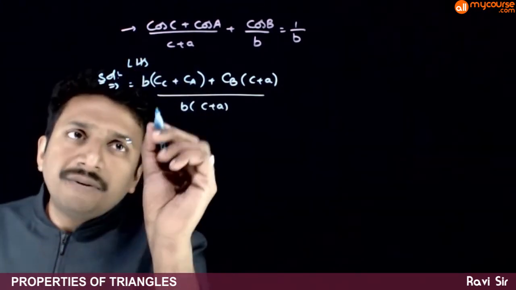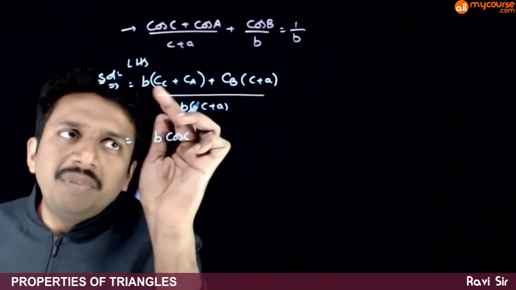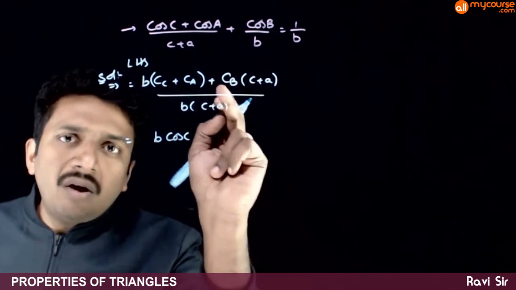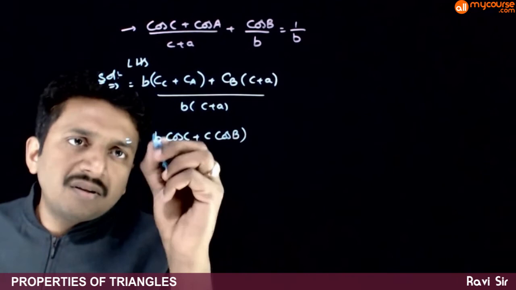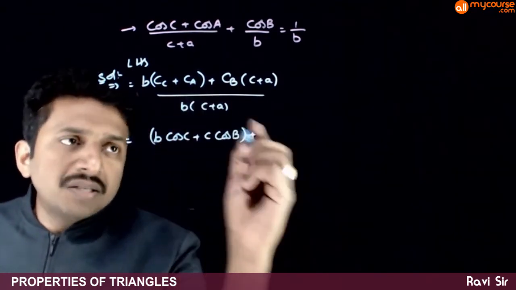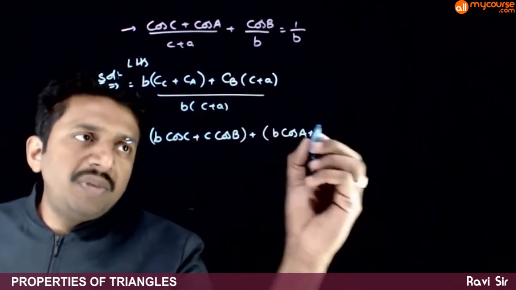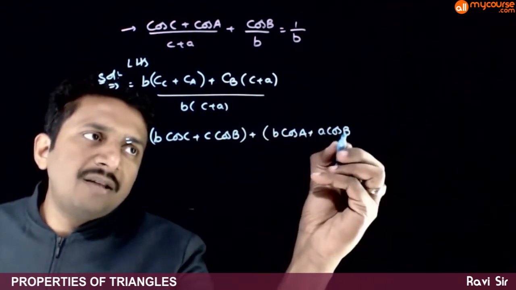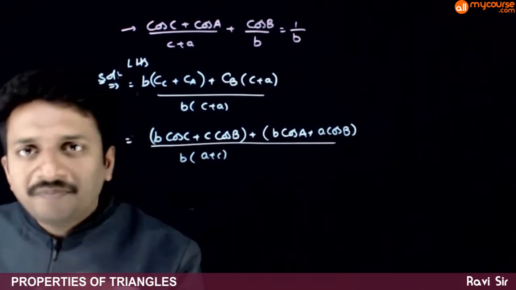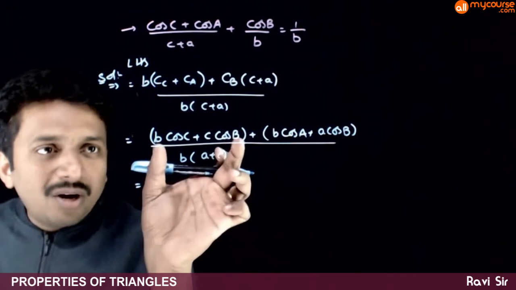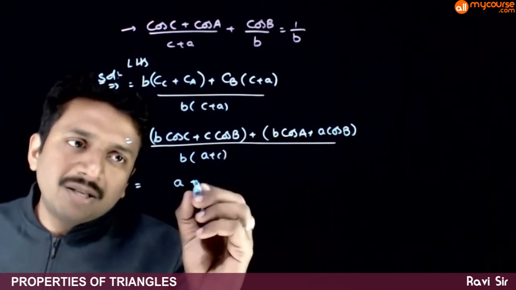This is equal to, now let us try to regroup the terms. You have B cos C here, and you have C cos B here. So I'll group those two terms. Plus B cos A plus A cos B. So I'll group these two terms by B times A plus C. So from projection rule, B cos C plus C cos B is nothing but A. B cos A plus A cos B is nothing but C.